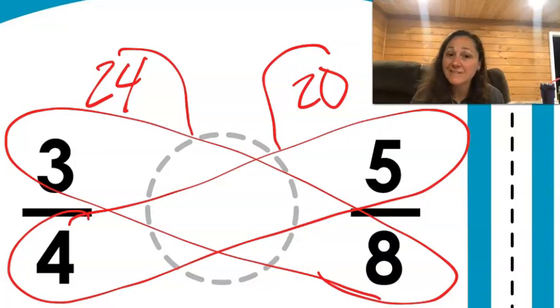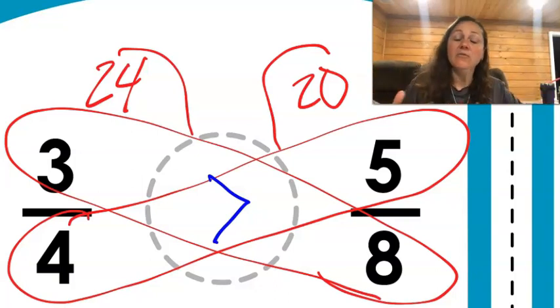Which number is bigger, the 20 or the 24? It is the 24. So which fraction is bigger? Nice job, the 3/4. So this is an easy way for us to see and to compare fractions without drawing a picture, without doing a number line. They don't have to have the same denominator or the same numerator, and this will work every single time when you are comparing your fractions.